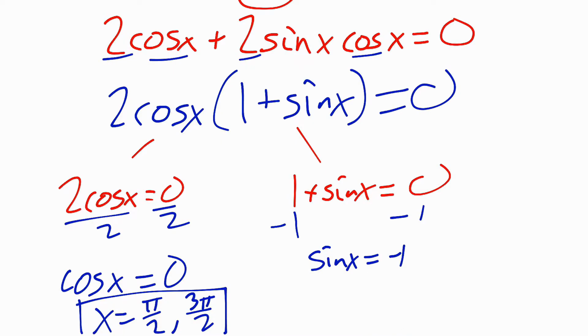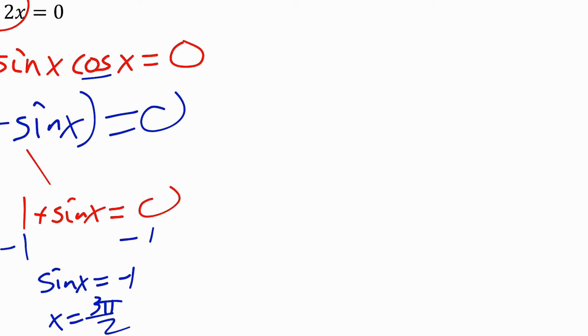So the other answer is x equals 3 pi over 2. Now, folks, we already had that, so we don't need to list it twice. So we can say our final answers are x equals pi over 2 and 3 pi over 2.